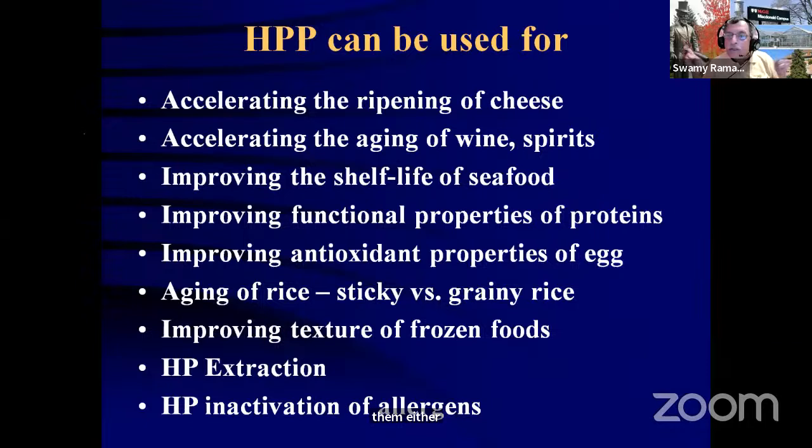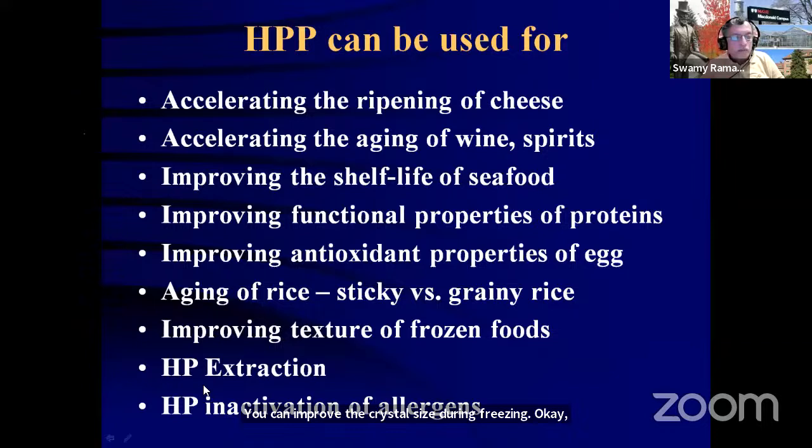You can make the surface either hydrophilic or hydrophobic. If it's hydrophilic, it makes them more sticky. If it's more hydrophobic, it makes them grainy. Again, this can be used there. You can improve the texture of frozen foods. You can improve the crystal size during freezing. We can make shorter ice crystals to get better quality frozen product.